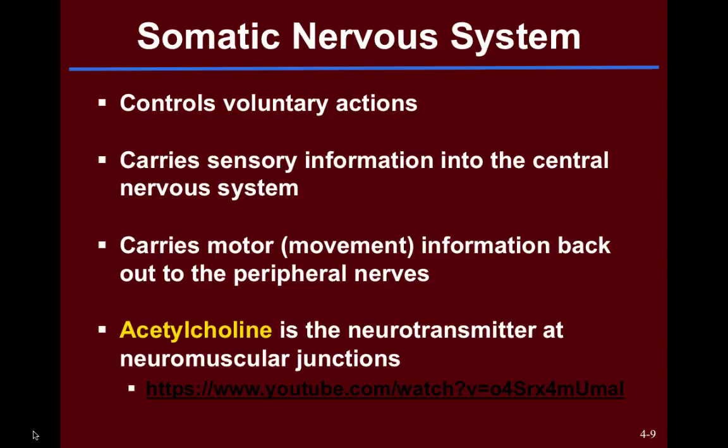It's going to be the part of the nervous system that carries sensory information, temperature, sight, smell, sound, into the central nervous system, and then also carries that movement information back out to the peripheral nerves. So when we talk about that information being carried, we're talking once again about action potentials. And in this case, the particular neurotransmitter that we're talking about when we talk about movement is acetylcholine. So here's another quick video to show us how that works.